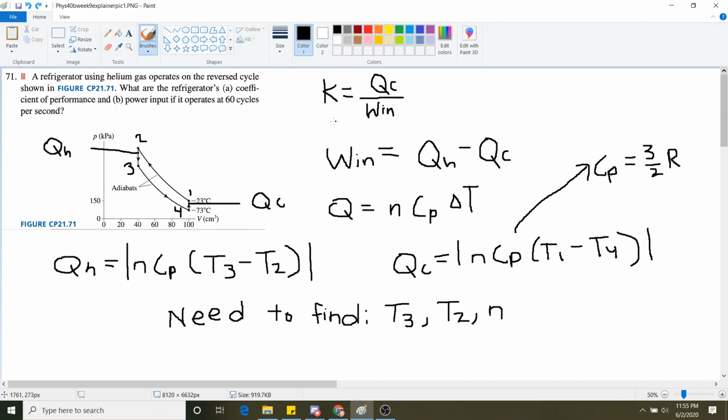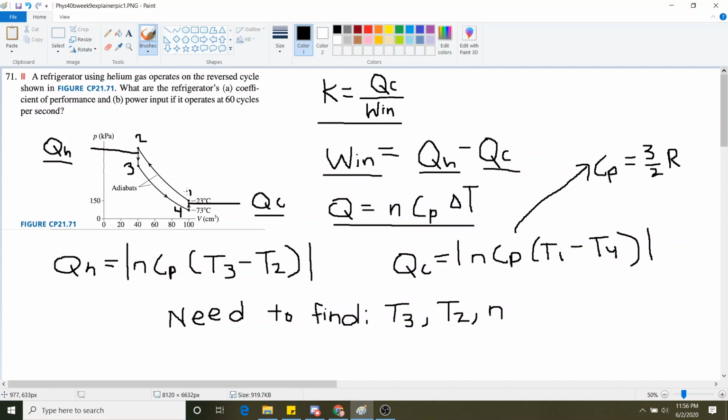That's going to be K equal to the heat that's taken from the inside of the refrigerator over the work that's put into the system. So the work that's put into the system is going to be equal to QH minus QC, where QH is going to be the heat that's dispersed into the surroundings after the heat has been absorbed from the inside of the refrigerator, and the heat from the inside of the refrigerator that's getting put into the cooling solution is going to be QC. And this is the equation for both of them.